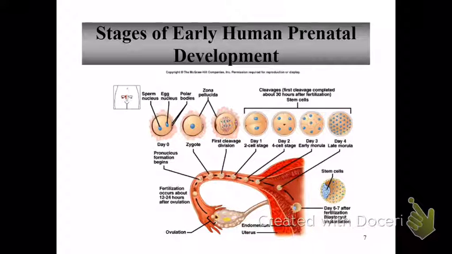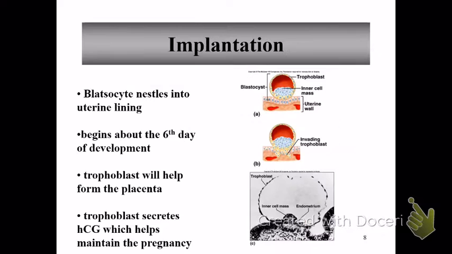Okay, here you'll see the stages of development. So you see from day 0 to day 4, it doesn't really change in size so much. They look all about the same size. It changes in cell number. So the cells are doing mitosis really fast, dividing. But they're staying about the same size.